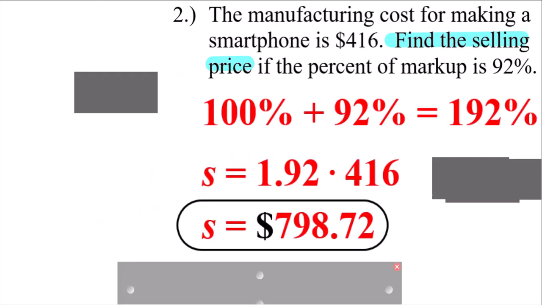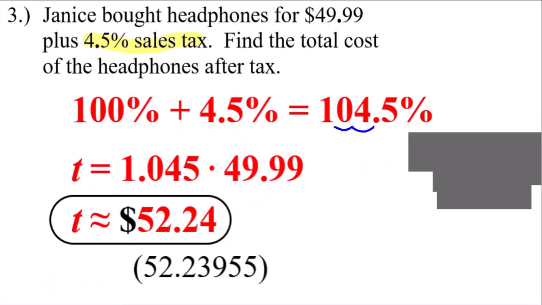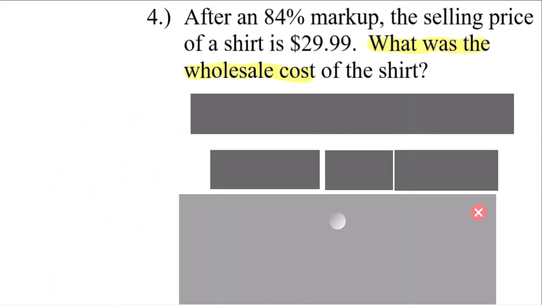If you go back up to the top of your page, the wholesale cost is the one that's always multiplied at the percent in decimal form. So our variable on problem number 4 is going to be the wholesale cost. That's over here on the right, multiplied to the percent in decimal form. Problem number 4 gave me the selling price. So that price is going to go over here on the left side of the equal sign. So that's how this problem is different.